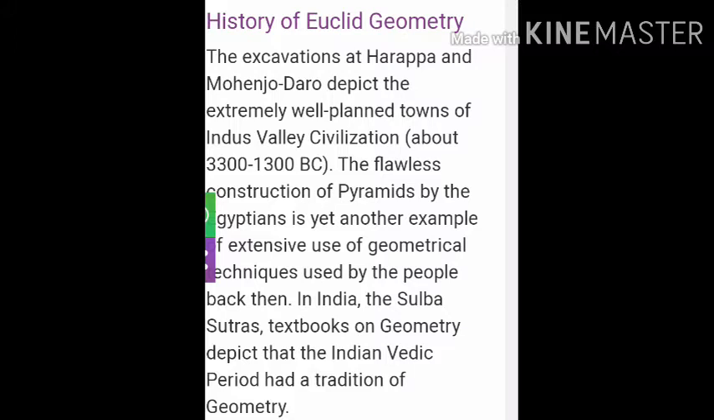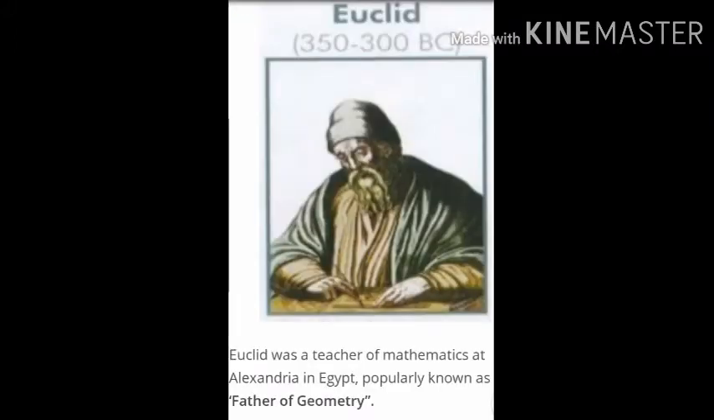History of Euclid Geometry. The excavations at Harappa and Mohenjo-daro depict the extremely well-planned towns of the Indus Valley civilization. The flawless construction of pyramids by the Egyptians is yet another example of extensive use of geometrical techniques by the people back then. In India, the Sulabha Sutras, textbooks on geometry, depict that the Indian Vedic period had a tradition of geometry. Euclid was a teacher of mathematics at Alexandria in Egypt, popularly known as the father of geometry.